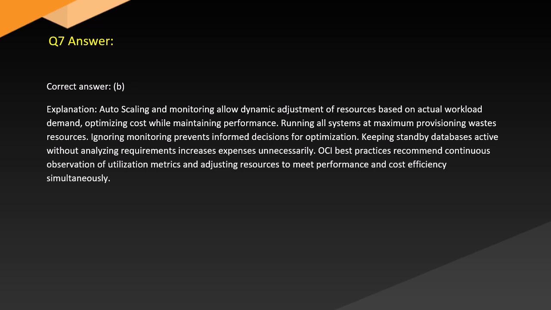Answer. Correct answer: B. Explanation. Auto-scaling and monitoring allow dynamic adjustment of resources based on actual workload demand, optimizing cost while maintaining performance. Running all systems at maximum provisioning wastes resources. Ignoring monitoring prevents informed decisions for optimization. Keeping standby databases active without analyzing requirements increases expenses unnecessarily. OCI best practices recommend continuous observation of utilization metrics and adjusting resources to meet performance and cost efficiency simultaneously.